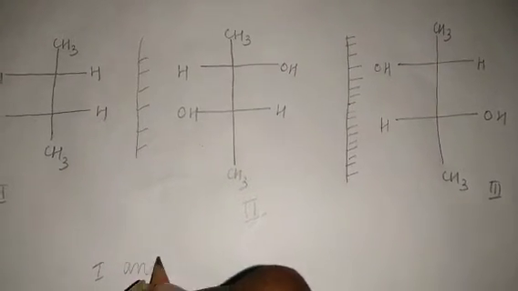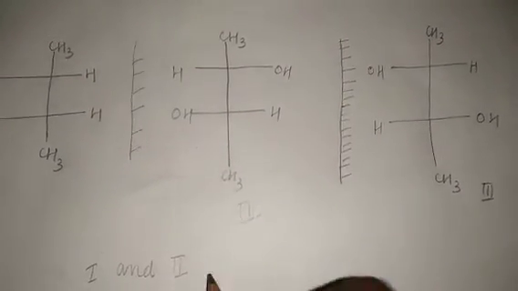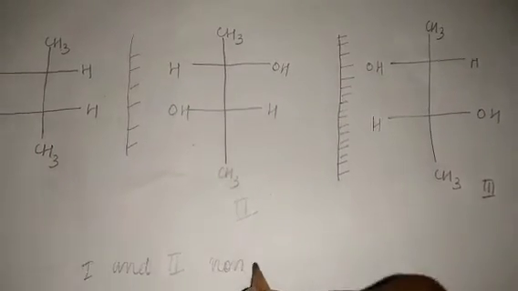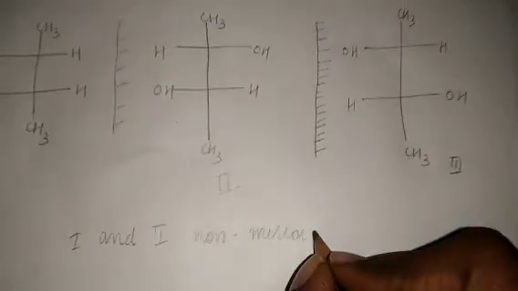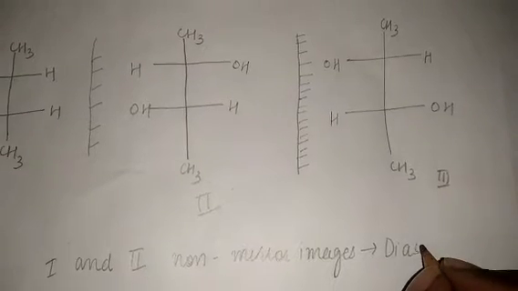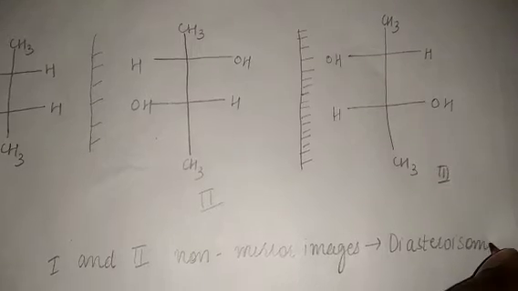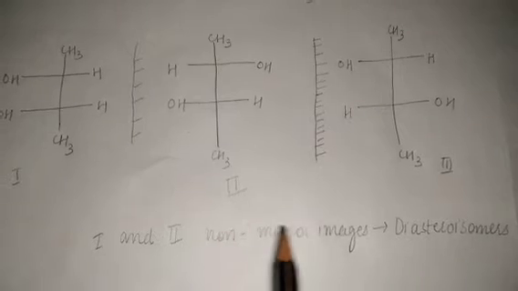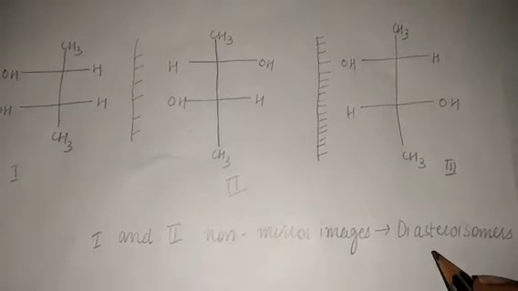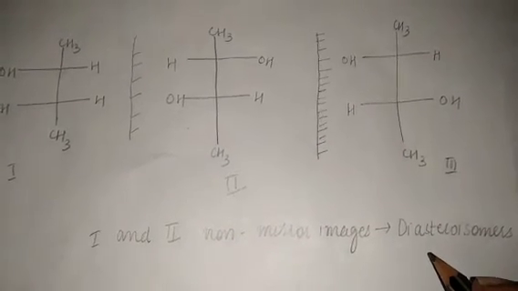1 and 2 are non-mirror images. Hence they are diastereoisomers. Because the first and second molecule do not form any mirror image, it will come under the category of diastereomers.